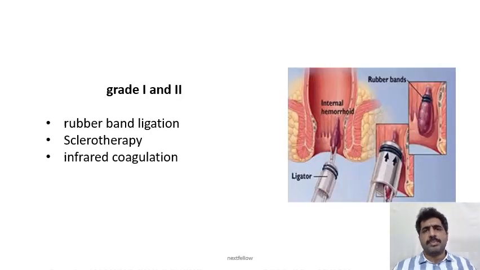In those in whom medical therapy fails, and in grade 1 and grade 2 patients and select grade 3 patients, we can give some office-based procedures like rubber band ligation, sclerotherapy and infrared coagulation. Here we can see rubber band ligation. A rubber band is ligated to the pedicle of the hemorrhoid and then after 8 or 10 days the hemorrhoidal mass sloughs off. Similarly, at the pedicle we can give a sclerosant and the hemorrhoidal mass fibroses and reduces.